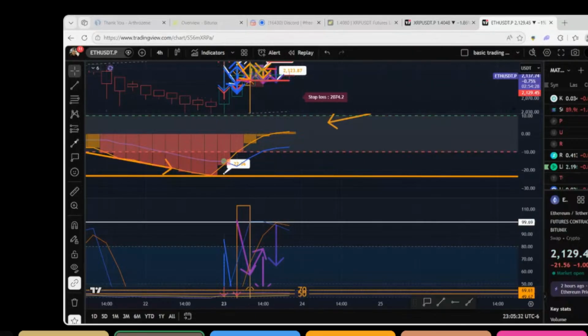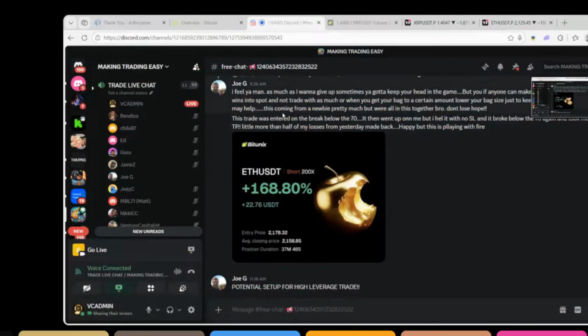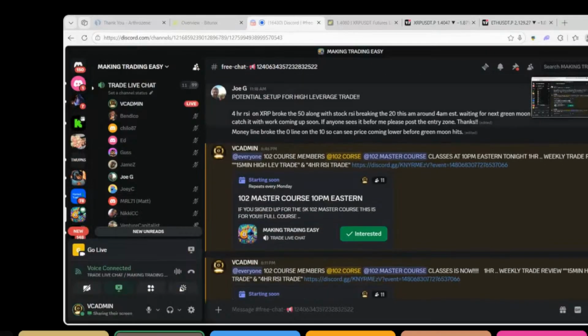Was that post pretty correct, or do I have to go back? So are you talking about here, potentially? Yeah, the 4-hour RSI on XRP broke the 50, along with stochastic RSI breaking the 20 this AM. Okay, so if I read it, 4-hour RSI on XRP broke the 50.